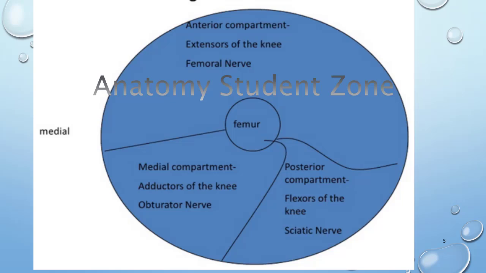Each compartment has its own muscles, its own nerves and arteries. So the compartments are anterior, medial and posterior in position in the region of the thigh. In this lecture, I am going to cover the anterior compartment of the thigh. A few things I will explain in this compartment: these are the femoral sheath, femoral canal, femoral triangle and the muscles of the anterior compartment with their detailed anatomy.